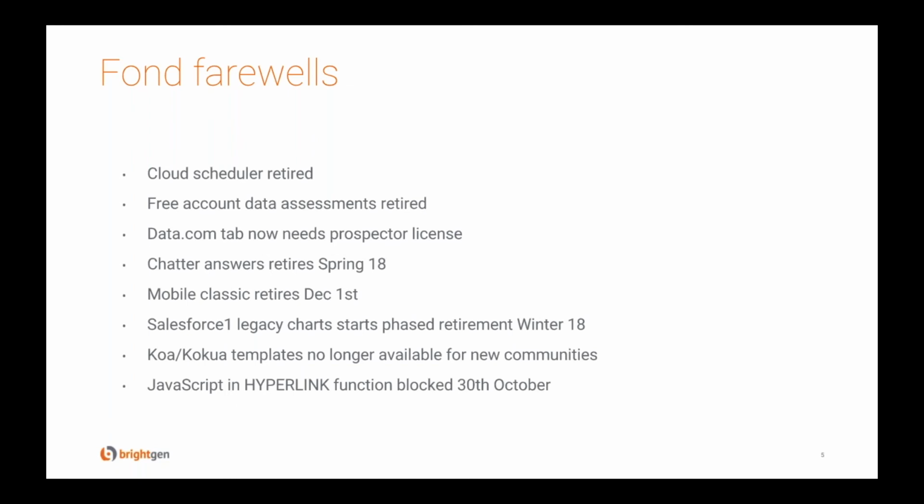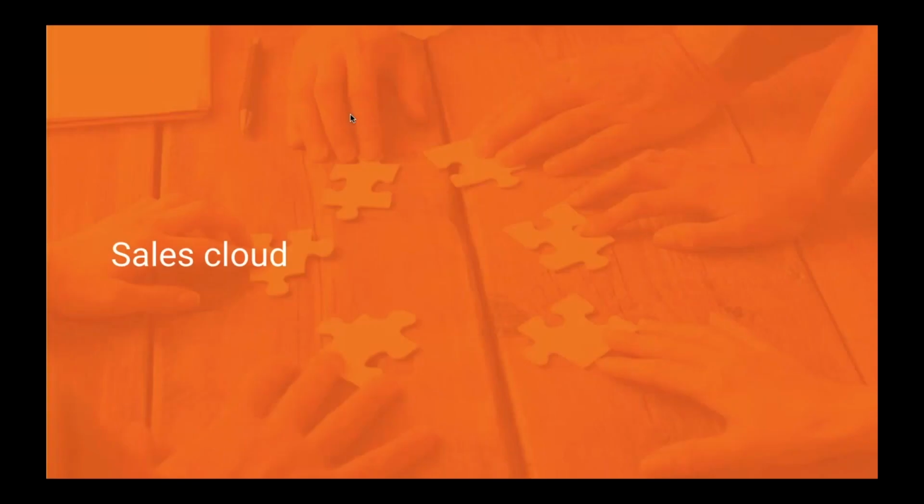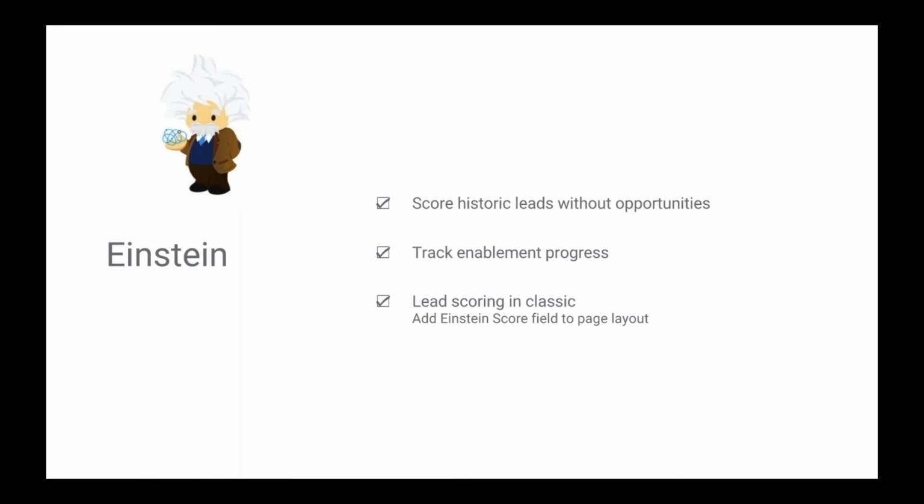So those are the areas we're saying goodbye to. So now let's move on to the new features that we're going to be seeing, starting with the Sales Cloud. So Einstein AI is being embedded a little bit further into the Sales Cloud.